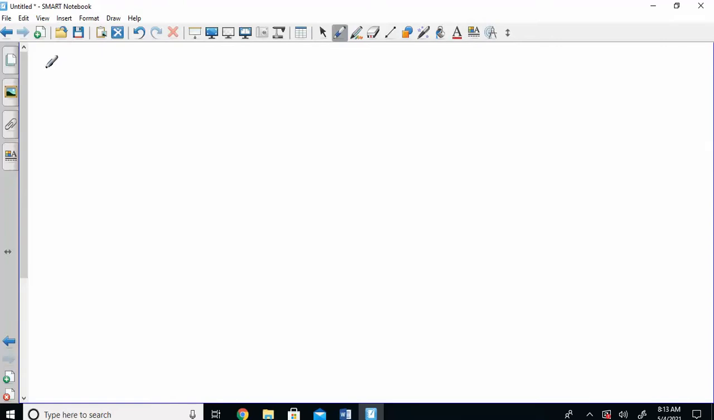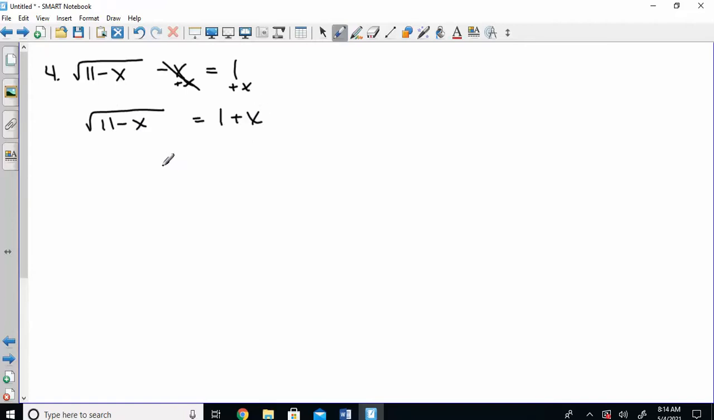Let's jump to number 4. So a little more recent, solving all of these radical equations. What you have to remember on these, first step is always isolate the radical. So if I'm looking at this first problem, I need to get the radical by itself. So what do we do? Add our x. So we get the square root of 11 minus x equals 1 plus x. Then, to cancel a square root, we would square.